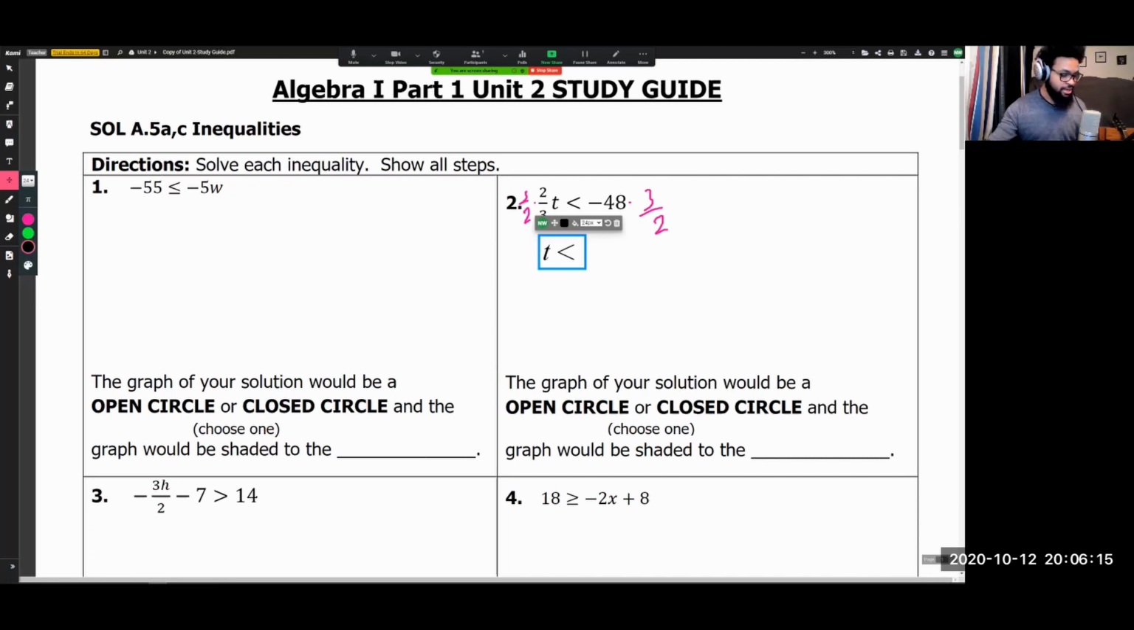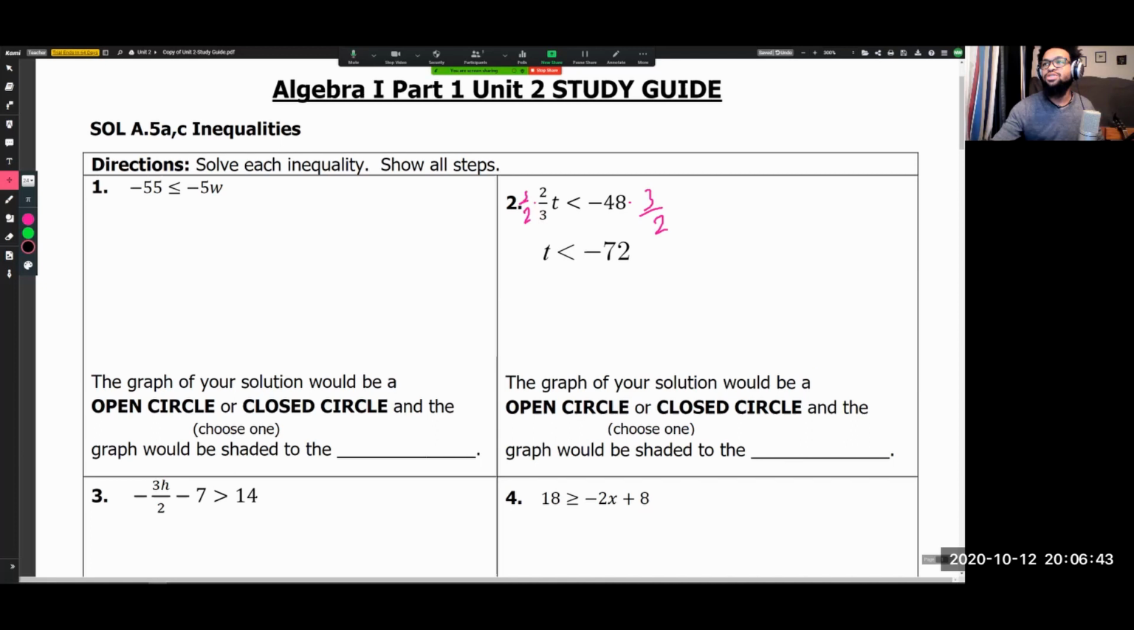You can type that into your calculator. And what you get is going to be a negative number because you have a negative times a positive. So you're going to have negative 72. All right, negative 72.